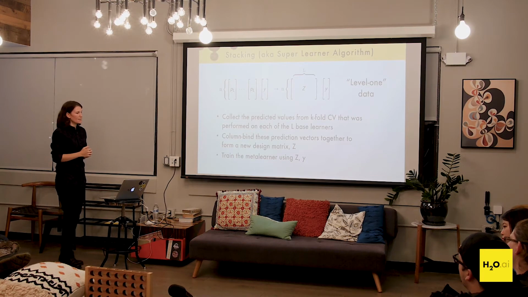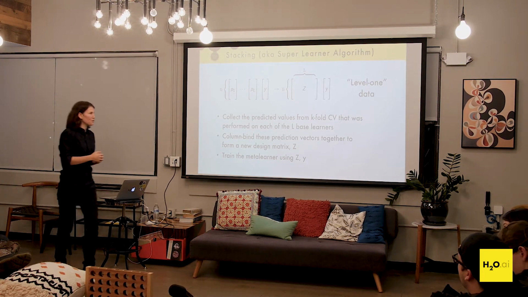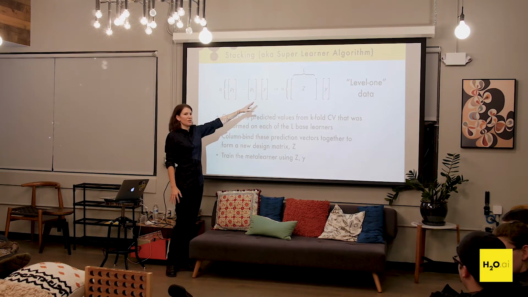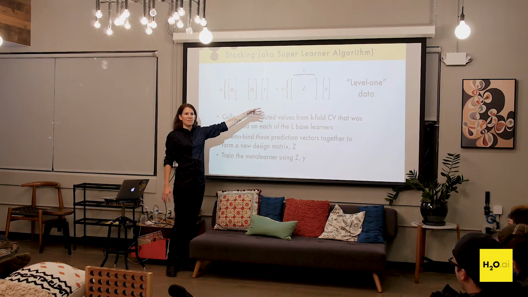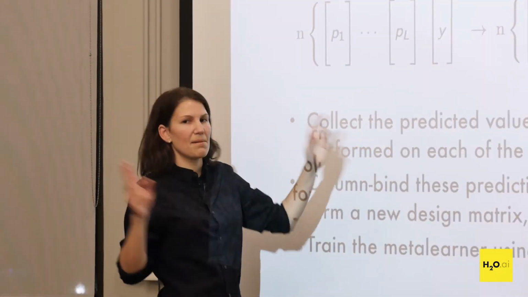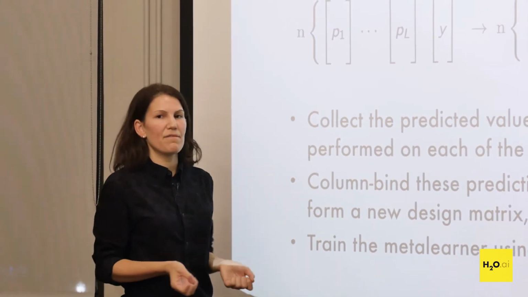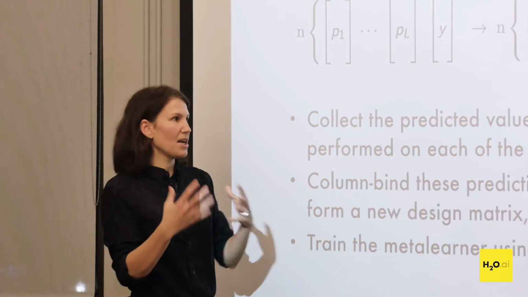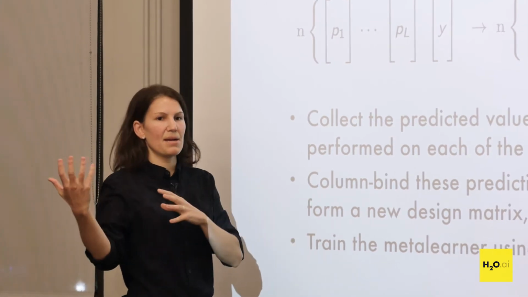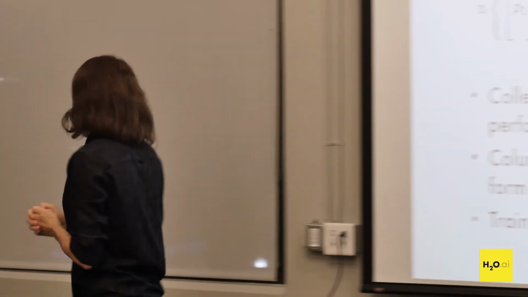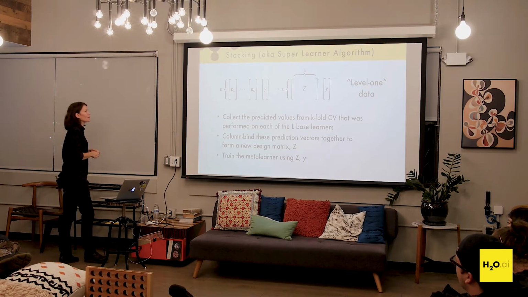So if you train a machine learning algorithm on this data set now, what is it doing? It takes as input the predictions from the other models and tries to predict the output. So now you have this combiner algorithm that knows how to take the output from the models, combine that together, and then make a prediction. That's really all that's going on in the SuperLearner algorithm.